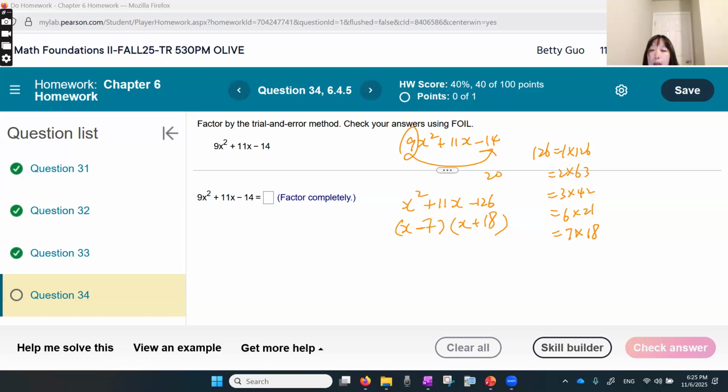All right? Do you see it, everyone? Yes. Positive 18, negative 7 multiply to negative 126 and add up to 11. 18 minus 7 is 11. And then divide the two numbers by 9. Simplify: x minus 7 over 9. This one is x plus 2, right? 18 over 9 is 2. And then slide this back. So it's 9x minus 7, x plus 2. Yeah, 9x minus 7, x plus 2.